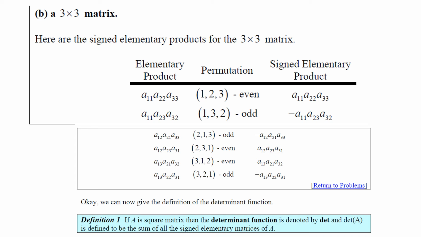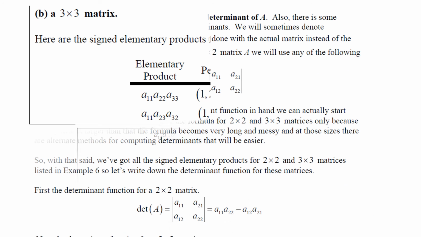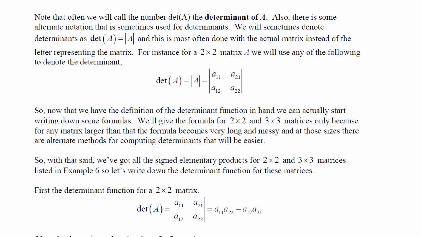And now we're ready to give the definition of the determinant function. If A is a square matrix, and the determinant is only defined for square matrices, then the determinant function, denoted by det, or det of A, is defined to be the sum of all signed elementary products of A. Note that we will often call this number det A, the determinant of A.